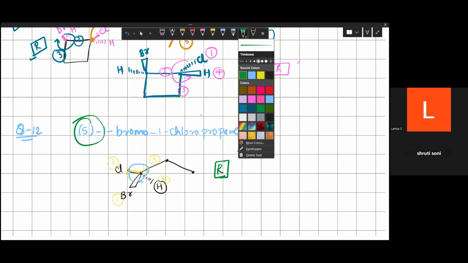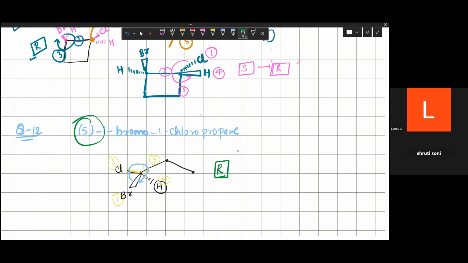Structure, right, according. If it's R, we would need to change it because it needs to be S. So how can I change it? The only way to change it is to change the wedge, right? We can change anything at any position, but in the end we need to come to S only.